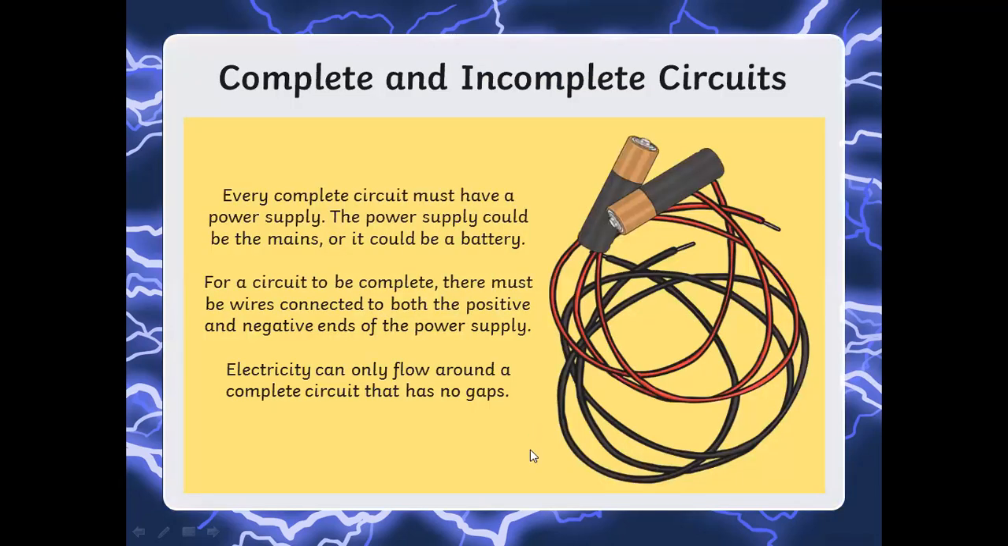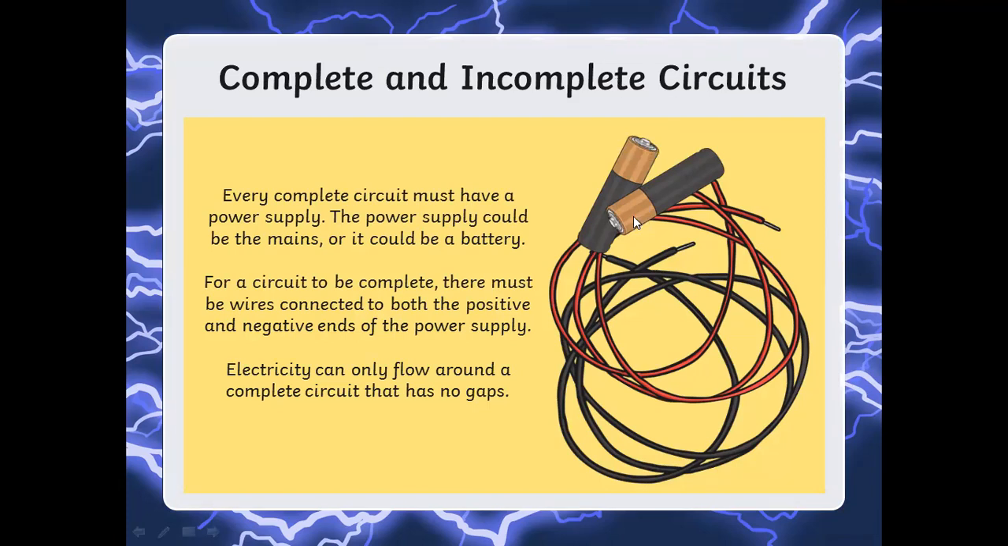So what makes a complete circuit? Every complete circuit must have a power supply. The power supply could be the mains or it could be a battery, just like the batteries in your circuits for your lighthouses. For a circuit to be complete, there must be wires connected to both the positive and negative ends of the power supply.